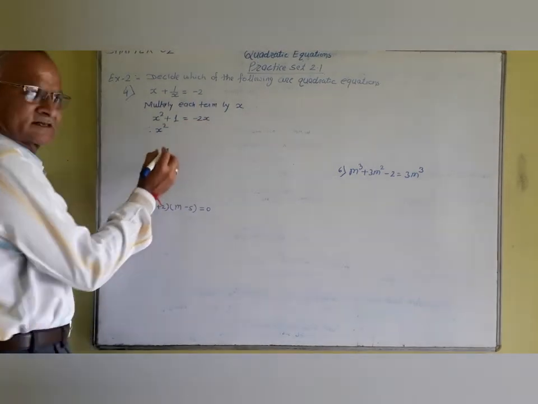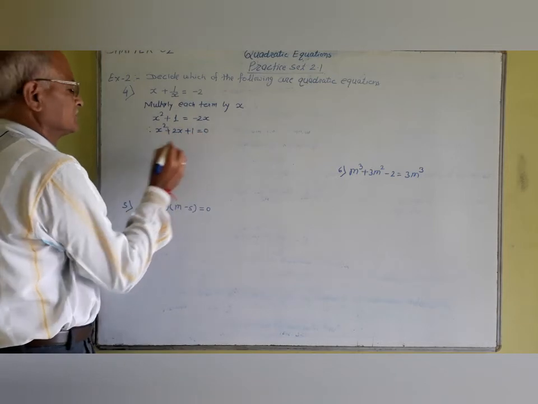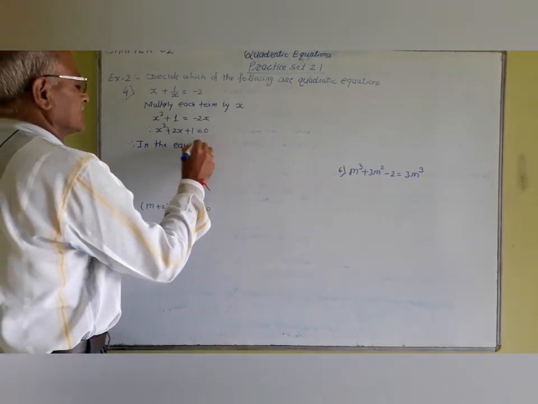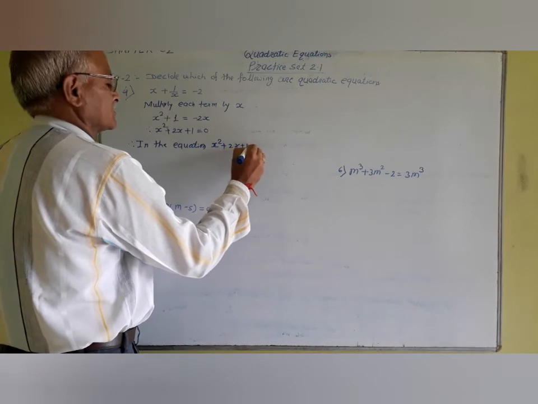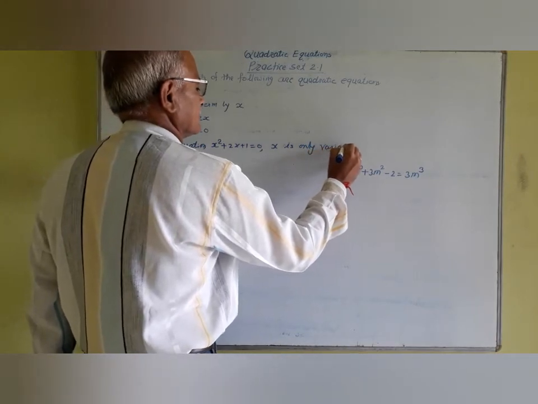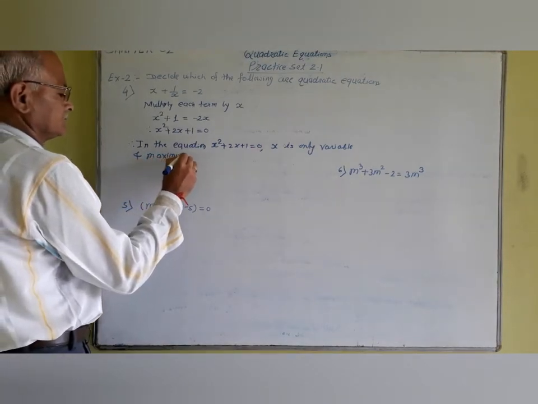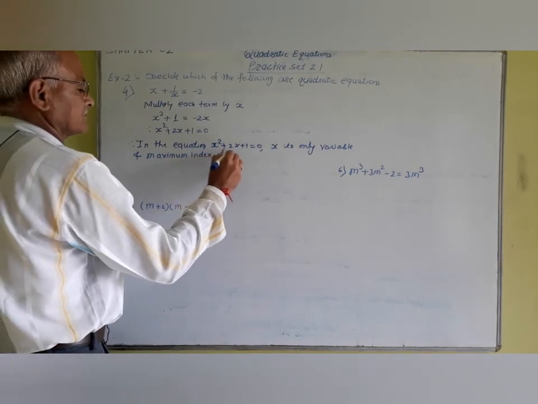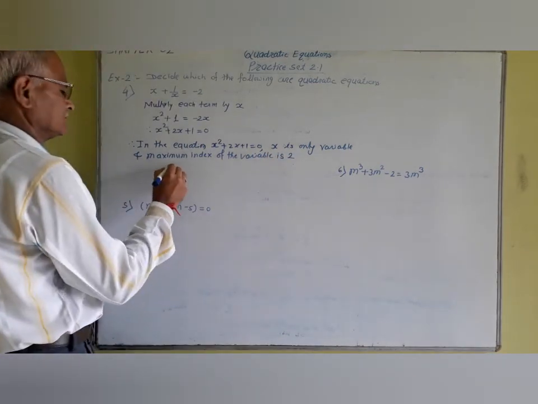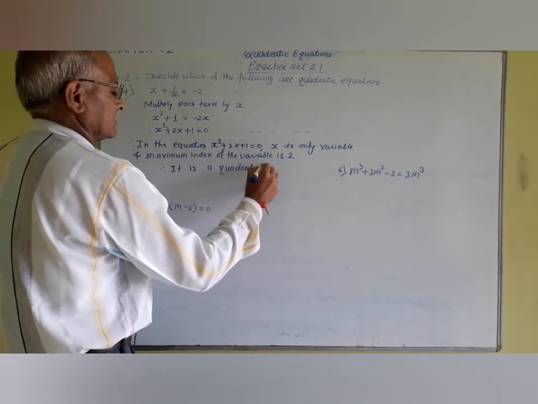It is written as x square, minus 2x taken to the left side becomes plus 2x, plus 1 is equal to 0, and therefore in the equation x square plus 2x plus 1 is equal to 0, x is the only variable and the maximum index of the variable is 2, and therefore it is a quadratic equation.